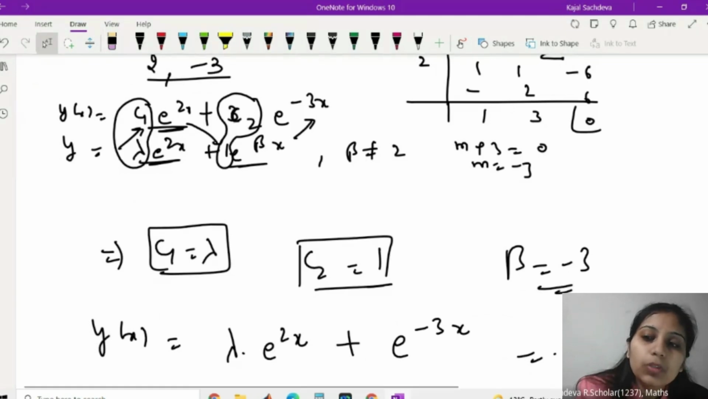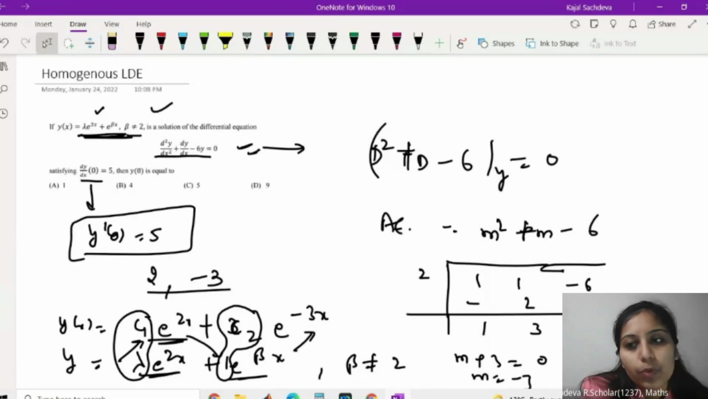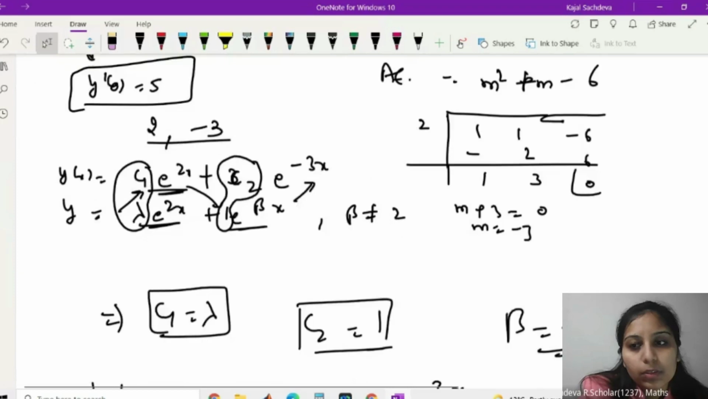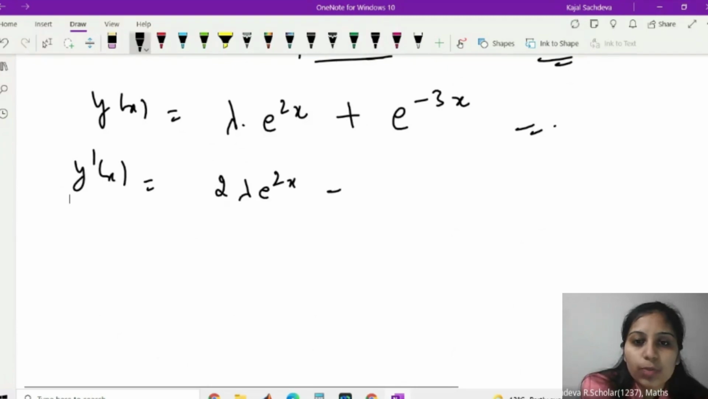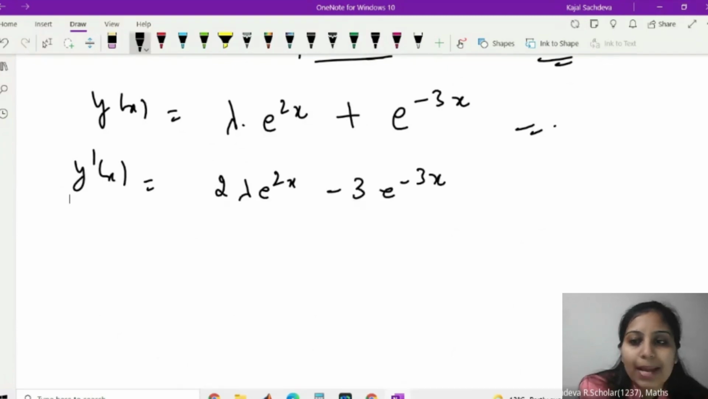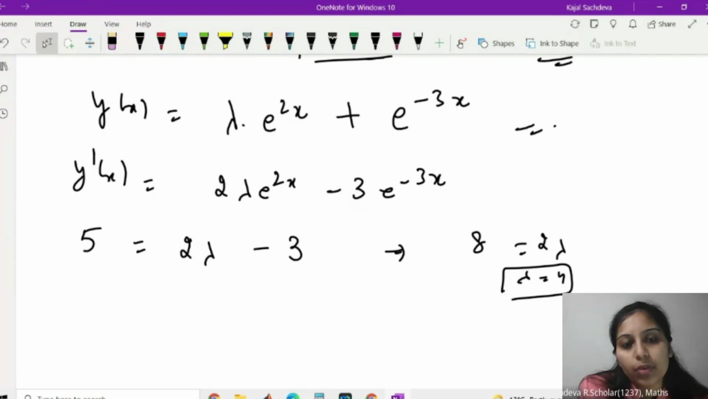Now lambda also should be eliminated here. So how we can eliminate? By using this condition, y dash 0 is equal to 5. So first we find y dash x, which is 2 lambda e raised to power 2x minus 3 e raised to power minus 3x. So y dash 0 is equal to 5. Just put 0, 2 lambda minus 3. So we get 5 plus 3, 8 is equal to 2 lambda. Lambda is equal to 4. We get lambda is equal to 4.